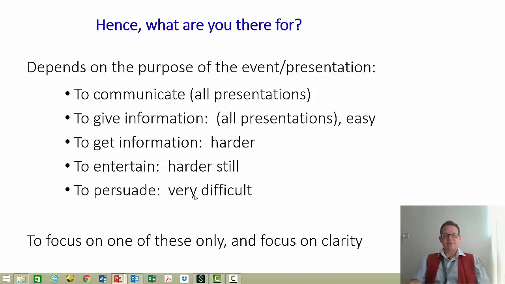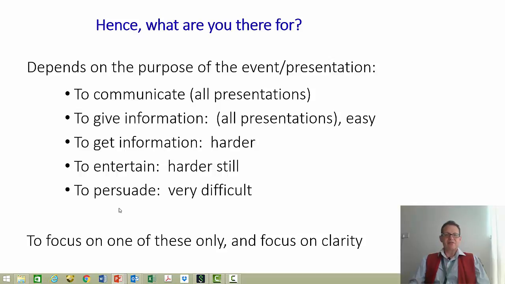Right, first thing here, focus on one of these only and on clarity. Don't try to get them mixed up. Yes, an occasional joke in a maybe fairly heavy presentation doesn't do any harm, but that's not your focus. And actually, dropping humour here and there is quite an advanced thing to do, because sometimes it goes down like a lead balloon.